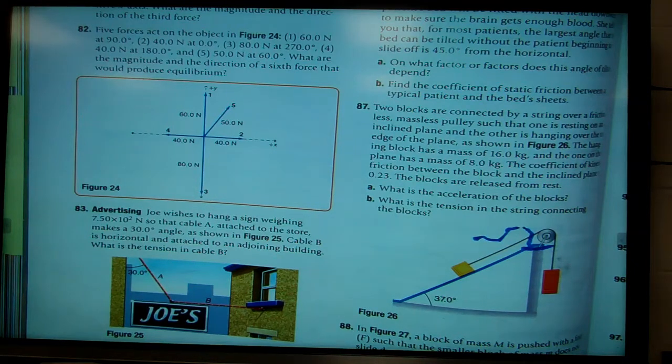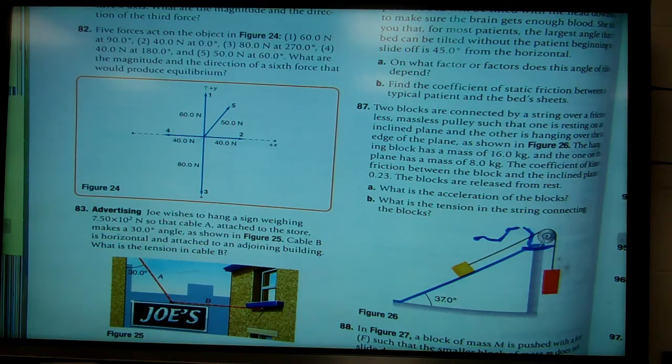That gives you the net force for the x direction. Then you add all the y forces together, and that gives you the net force for the y direction. Then from there, you take those net forces, x direction and y direction, and stick an opposite sign. So if it's positive, we're going to stick a negative. And that's going to be the components for the sixth force. Once you get those components, then you do the Pythagorean theorem, and you find the resultant vector.